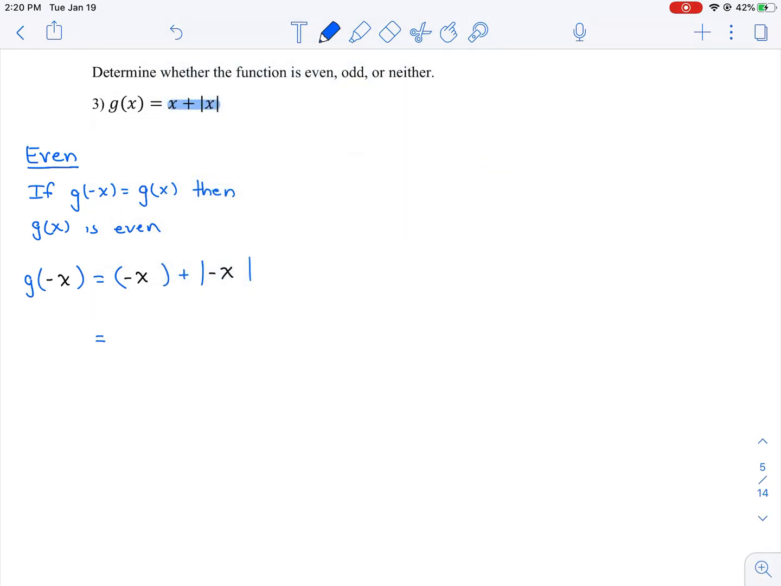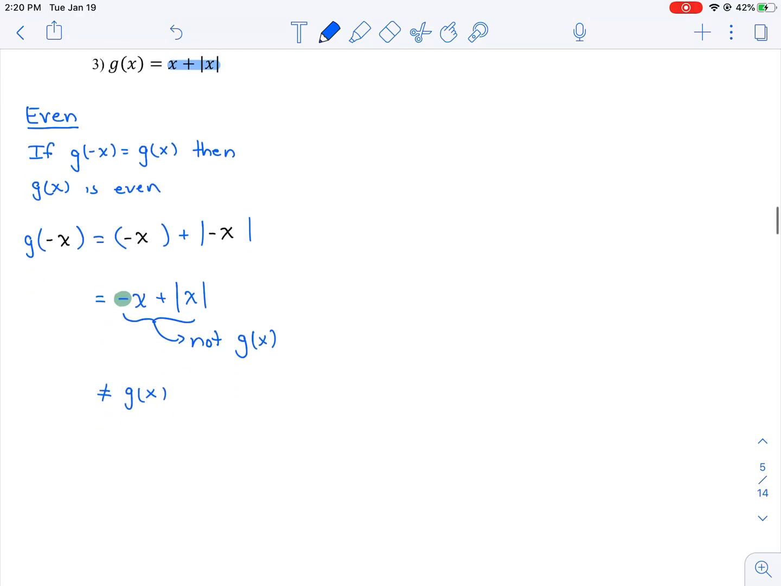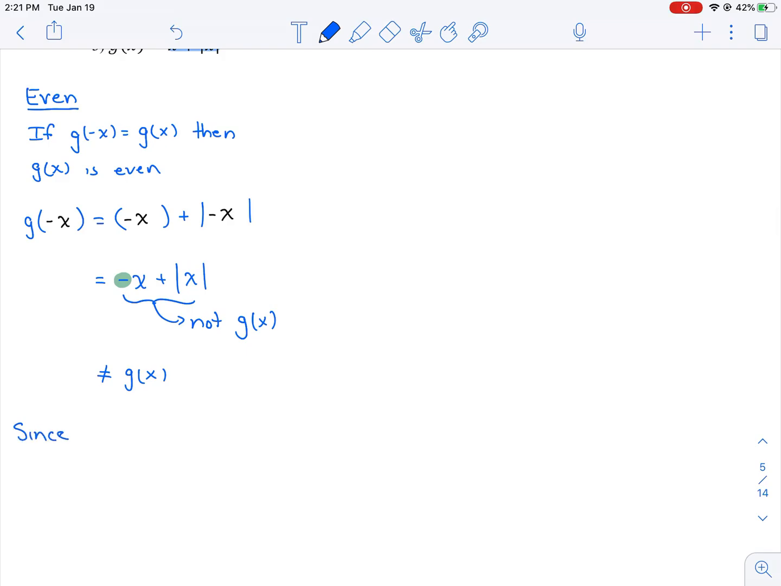Okay, so the negative x stays as negative x, and the absolute value of negative x is the same as the absolute value of x. And this is clearly not g of x. And that is because of this negative sign right there. So this does not equal g of x. So since g of negative x doesn't equal g of x, the function is not even.